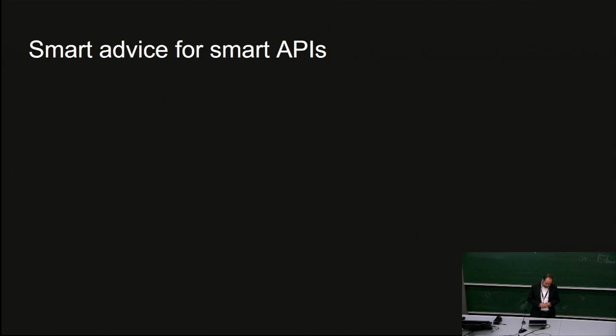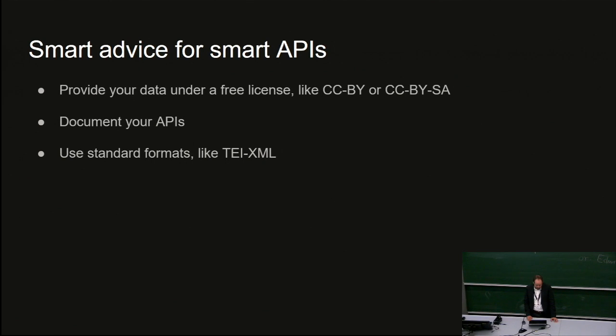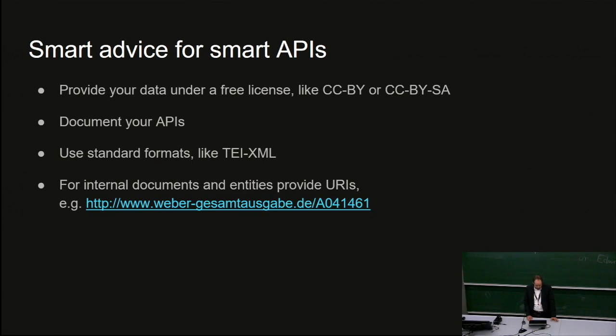Yeah, and I'm a rather practical person, and here are some smart pieces of advice for smart APIs. The first one: provide your data, please, under a free license, like CC BY or CC BY-SA, or in the public domain. That's important. Without that, every API cannot work. Document your APIs, that's also important. Use standard formats like TEI-XML, for example. For internal documents and entities, provide URIs.